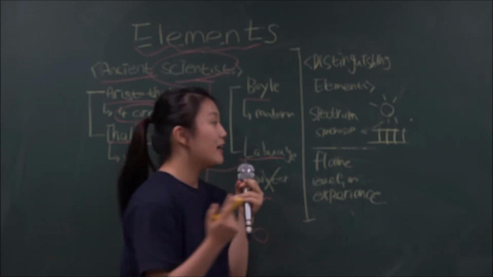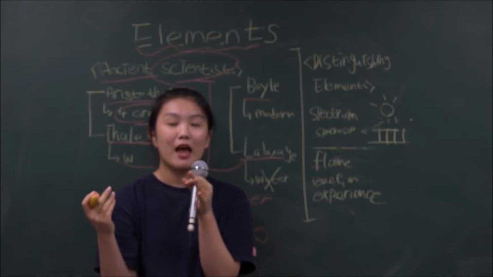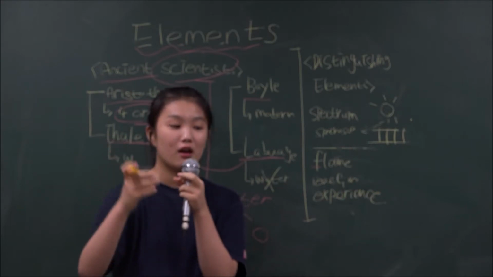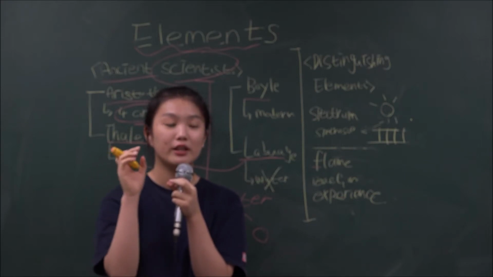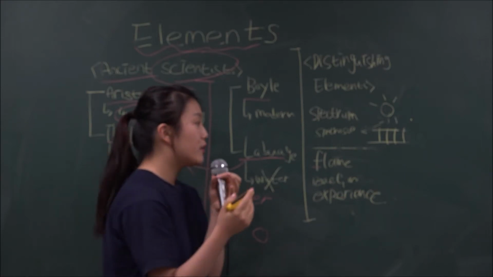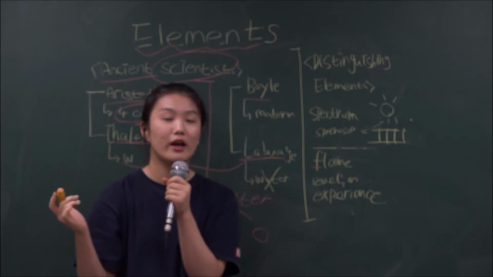There are two ways. First, the flame reaction experiment. You put fire on some metallic elements, and the fire has its own color. But we can only distinguish the metallic elements, so it's not useless.